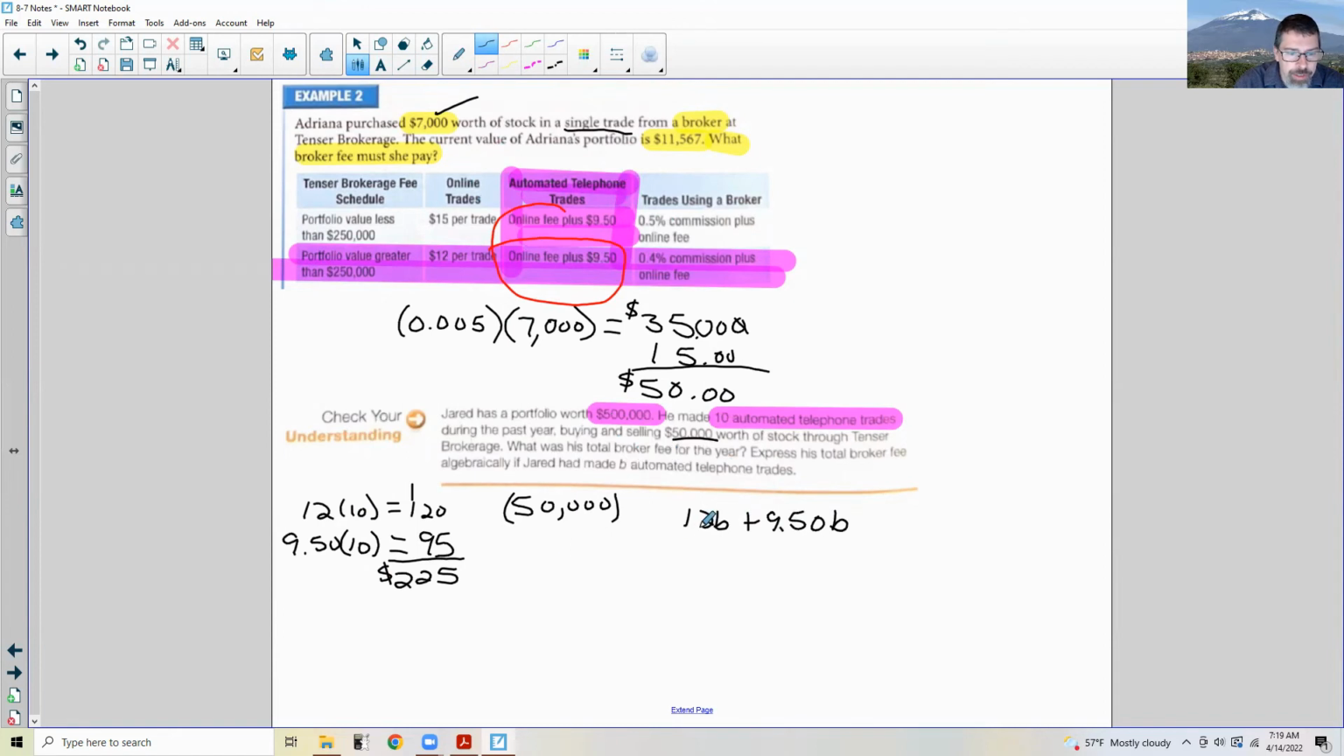So when I do this, I can factor out a B, or I can just simply add these because they're like terms. So 12 plus 9.50 is 21.50 B. I guess that'd be the easiest way. So it'd be $21.50 times the number of trades B.